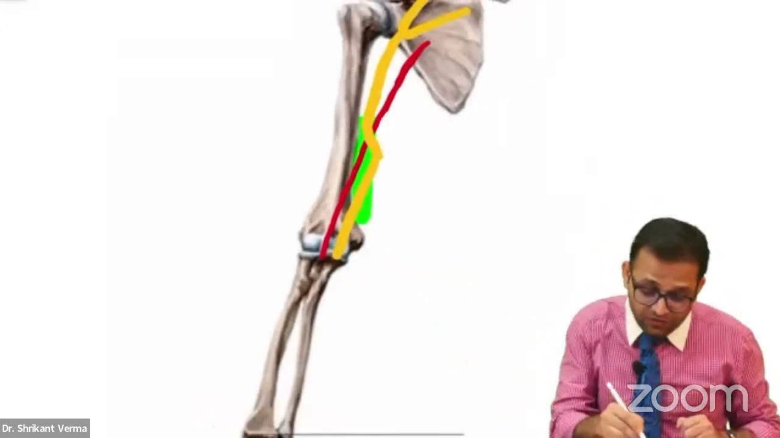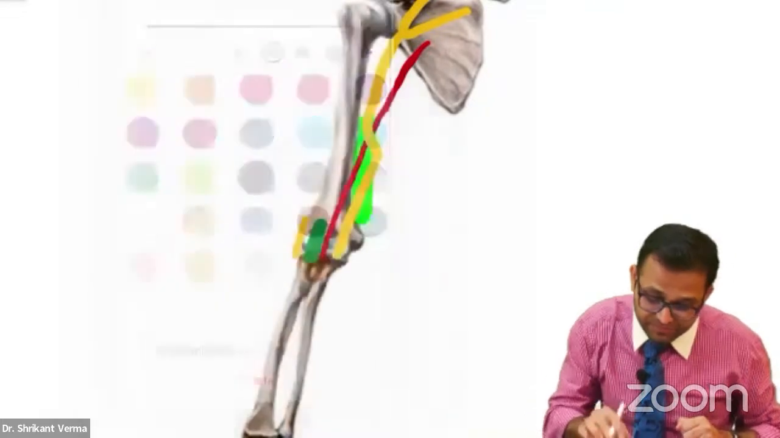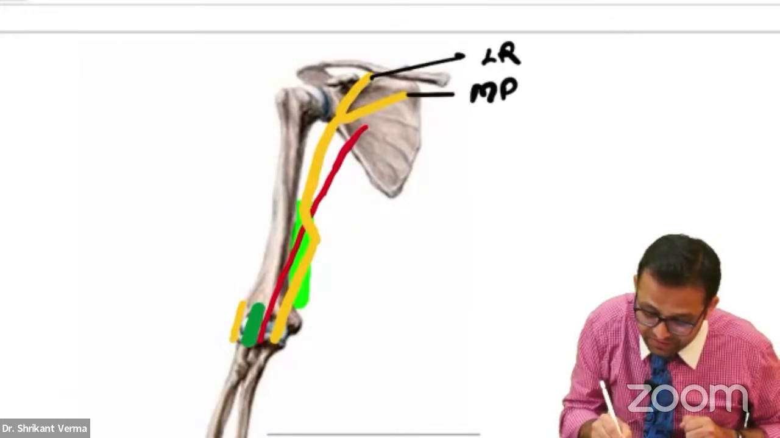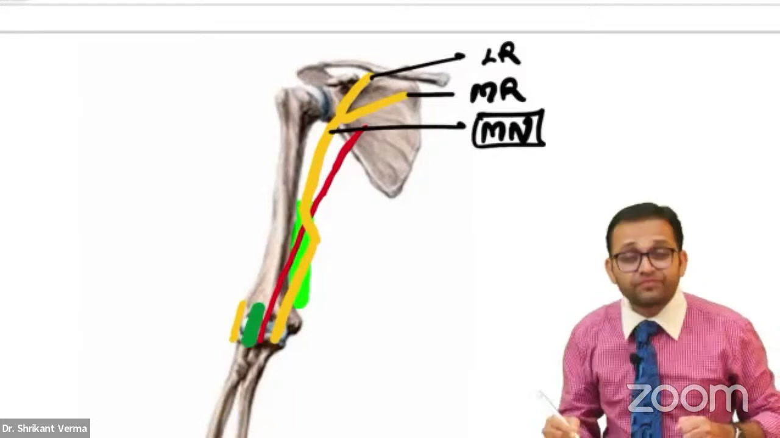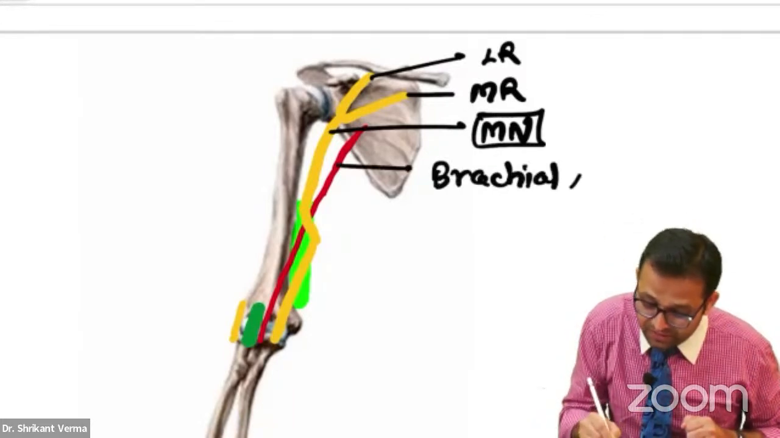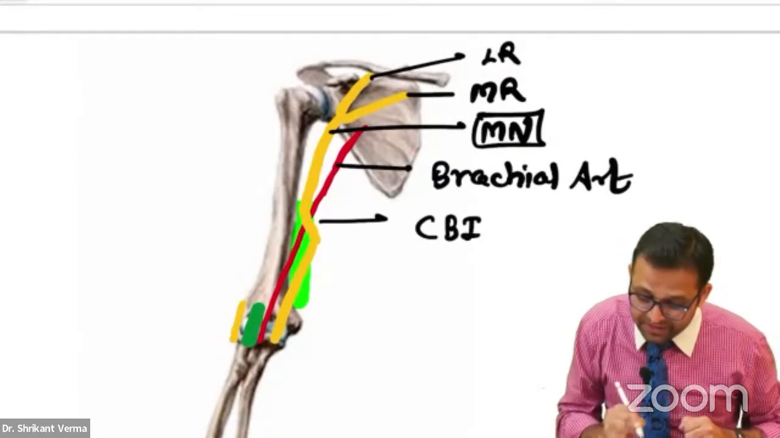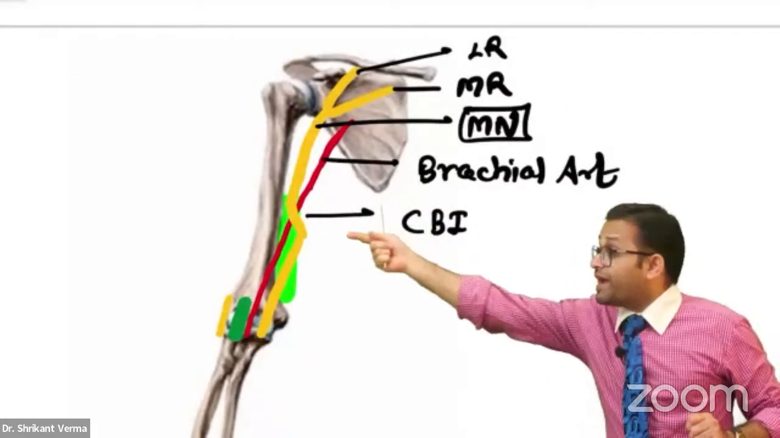At the cubital fossa, we all know the relation is MBBR. So remember, labeling for all of you, sir, it is having the lateral root, it is having the medial root, and these are making the median nerve. Yes, sir. This is our brachial artery. Remember, at coracobrachialis insertion, this median nerve is crossing the brachial artery from lateral to the medial side.